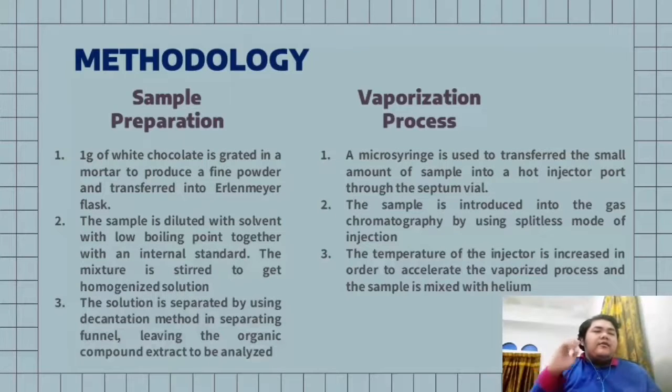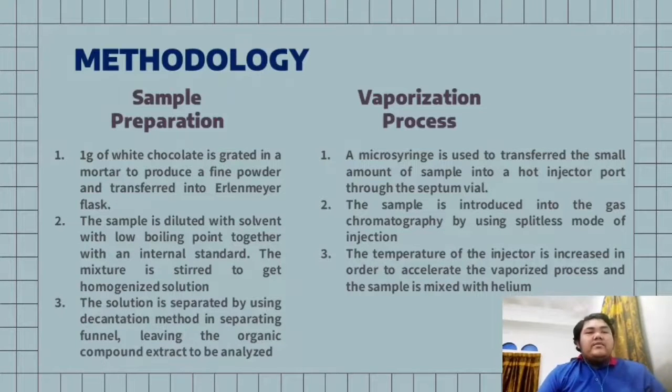Now let's talk about methodology. The first step is to make a sample preparation. So how to do this? The first one is 1 gram of white chocolate is grated in the mortar to produce a fine powder and transferred into an Erlenmeyer flask, also known as a conical flask. Then the sample is diluted with a solvent with low boiling point together with an internal standard. The mixture is stirred to get a homogeneous solution. Then the solution is separated by using the decantation method in a separating funnel, leaving the organic compound extract to be analyzed.